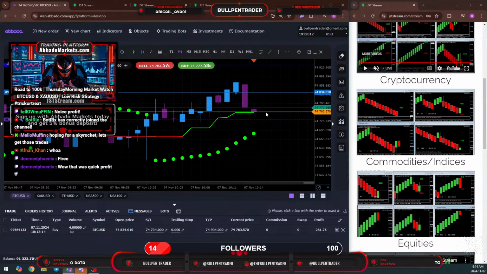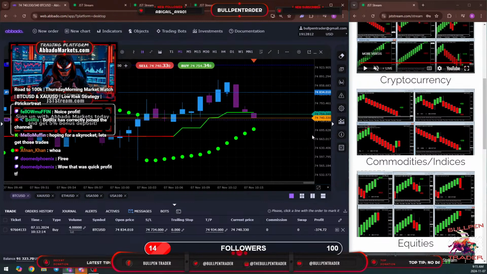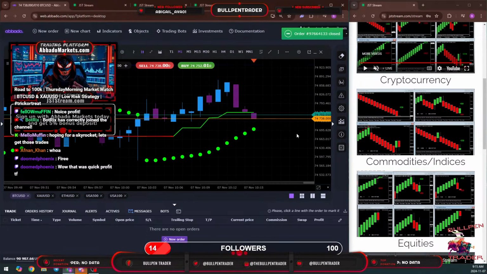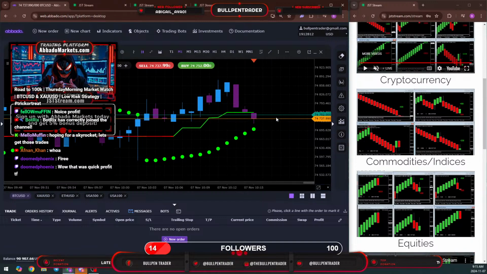I don't know if he's in this trade now, but we're going to be waiting to see where this goes. Phoenix is saying, wow, that was quick profit. Yeah, that other one hit take profit very, very quickly. This one does look like, boom, right there. It hit our stop loss. That's totally fine. Let's wait for another trade.